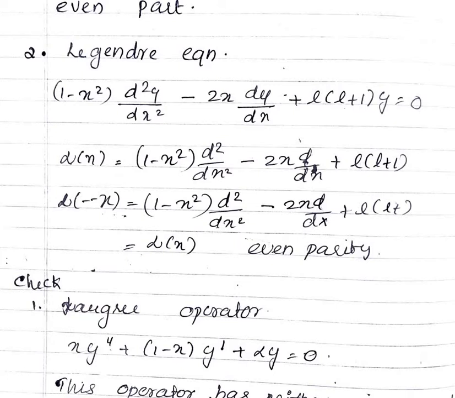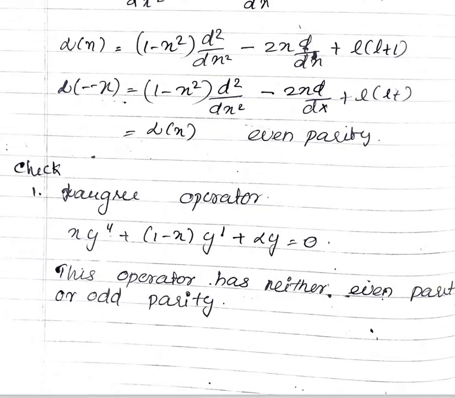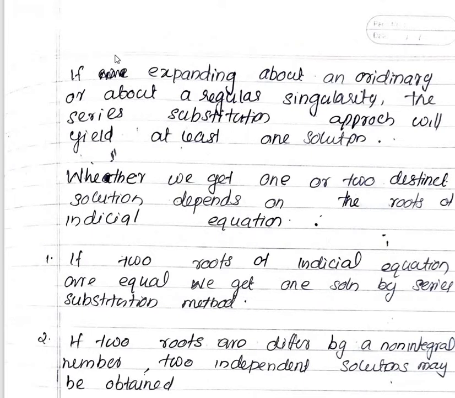So in the case of the Laguerre operator, it is x y double dash plus (1 minus x) y dash plus alpha y is equal to 0. When we check this operator, we can find that it has neither even parity nor odd parity, or this function has no symmetry at all. That is about symmetry.